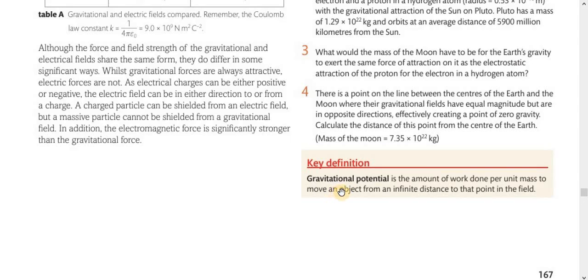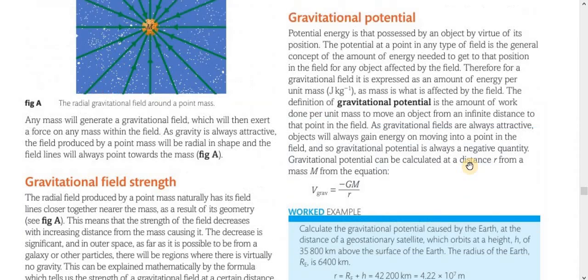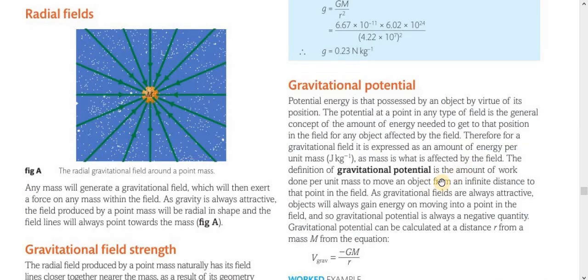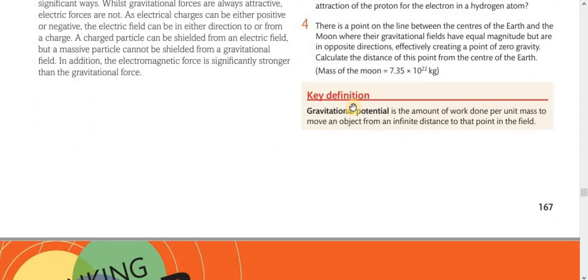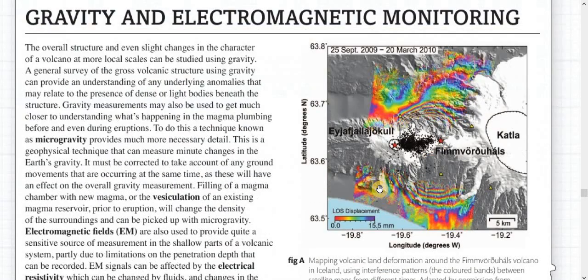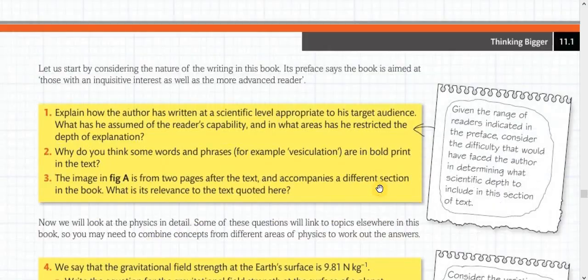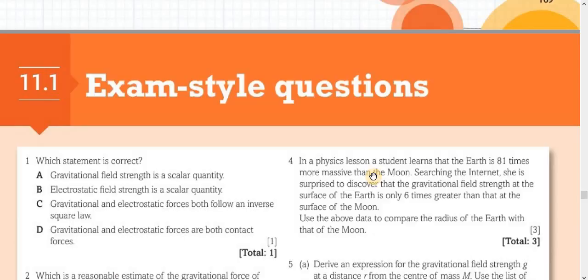Then the last one is the definition. Gravitational potential is the amount of work done per unit mass to move an object from an infinite distance to the point in the field. Now remember, this was already given over here. To help you, they have also given it over here. So the definitions are very important. All right, I think that is the end of the gravitational fields lesson.